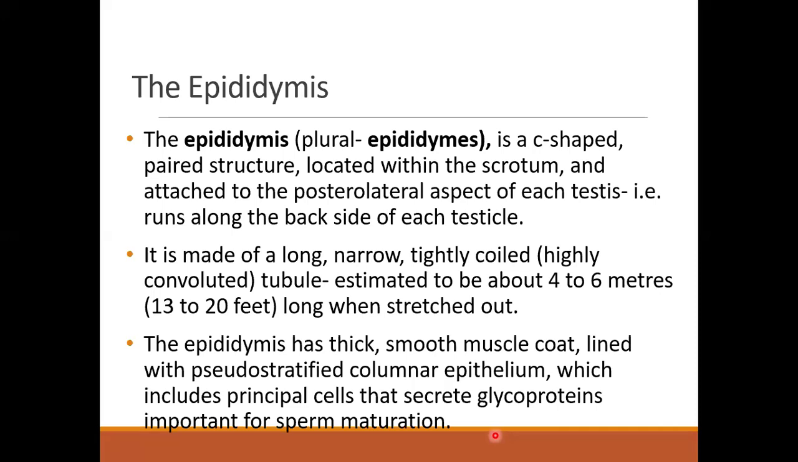So within the epididymis, the lining of the epididymis produces special glycoproteins, which will now be used by the sperm for its motility or maturation.